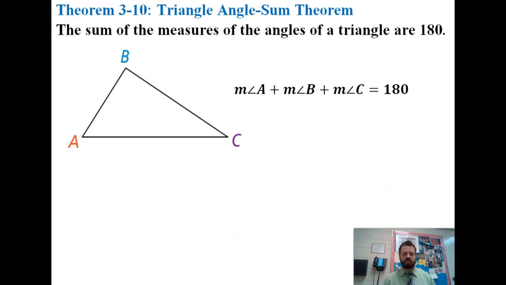I'm going to say that conjecture is the triangle angle sum theorem, which states that the sum of the measures of the angles of a triangle is 180. So if I take three angles, A plus B plus C, and add them together, I get 180, no matter what the triangle is.